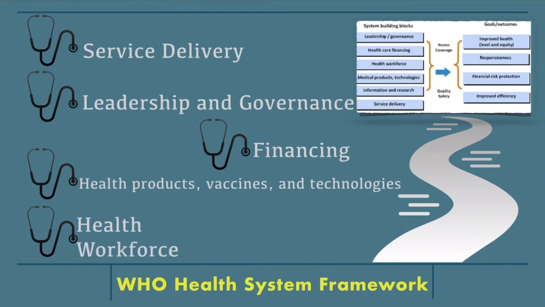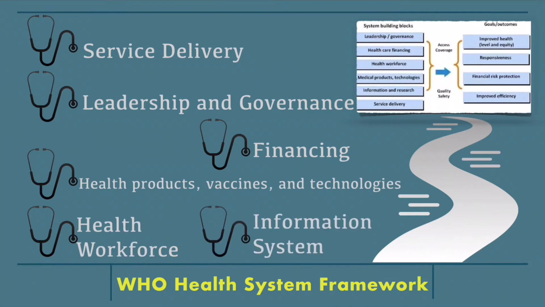Health workforce. It includes individuals and groups working towards the achievement of the best health outcomes. It also refers to the fair distribution of the staff. Information system. Analysis, dissemination, and use of reliable and relevant information.